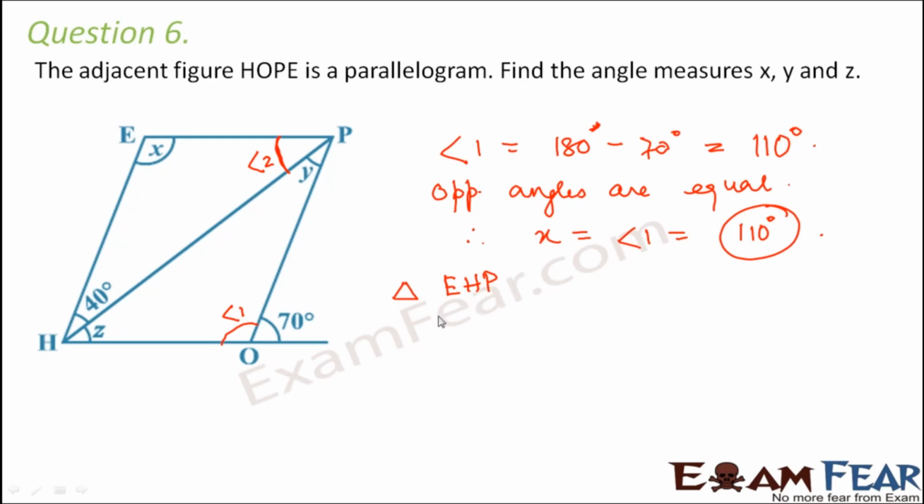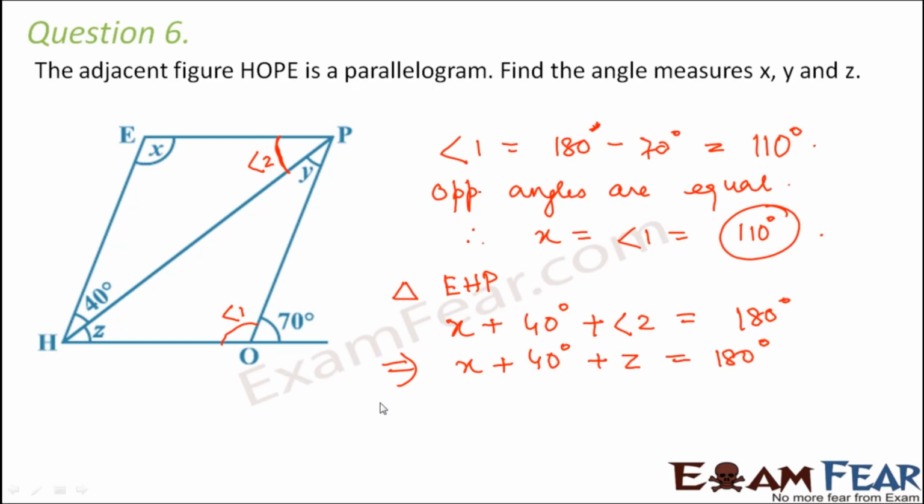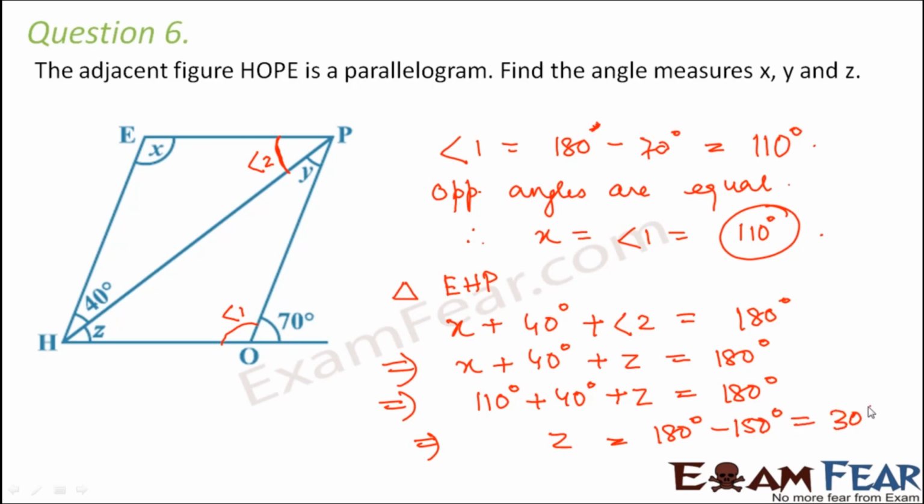So in triangle EHP, the sum of the three angles, that is x plus 40 degrees plus angle 2, will be equal to 180 degrees. Now since EP is parallel to OH, therefore angle 2 will be equal to angle Z. So we can write it as x plus 40 degrees plus Z is equal to 180 degrees. Or x is 110 degrees plus 40 degrees plus Z is equal to 180 degrees. Or we can say Z is equal to 180 minus 150, which is equal to 30 degrees. So that's how we found out the value of Z.